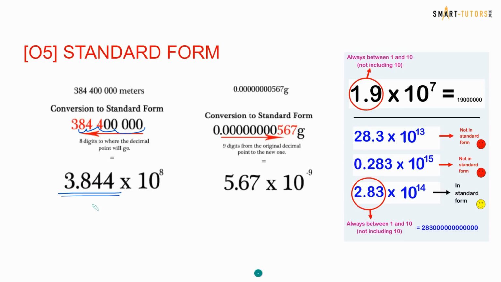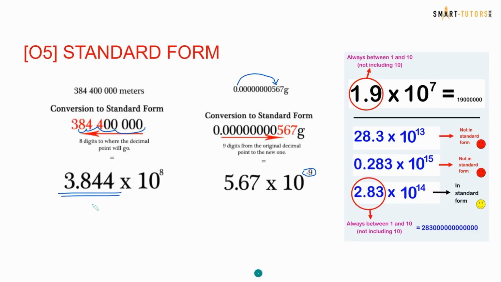So the next one is 0 point, a couple of zeros, then 567. If you make it standard form, this point has to become next to the 5, and the answer is 5.67 times 10 to the power. How many jumps? 1, 2, 3, 4, 5, 6, 7, 8, 9 jumps. So you're going forward, so negative 9. That is the answer for this one. Here you must understand the front number has to be between 1 and 10, not including 10.